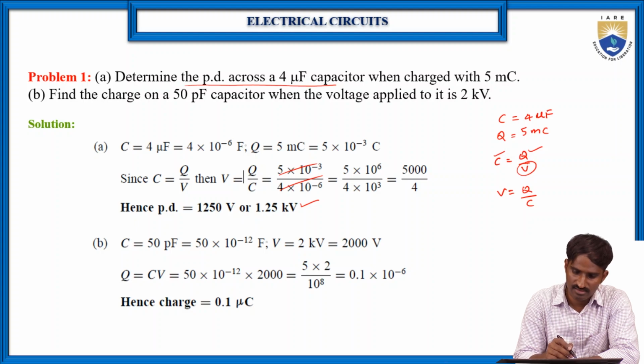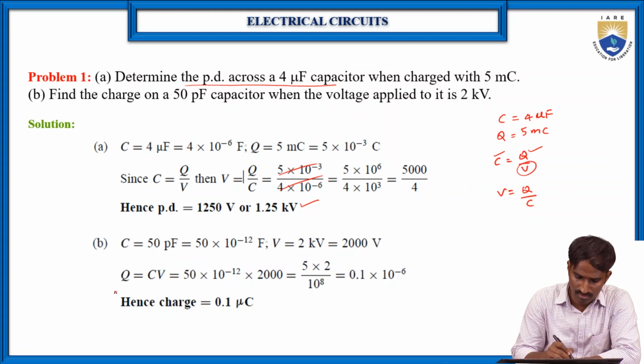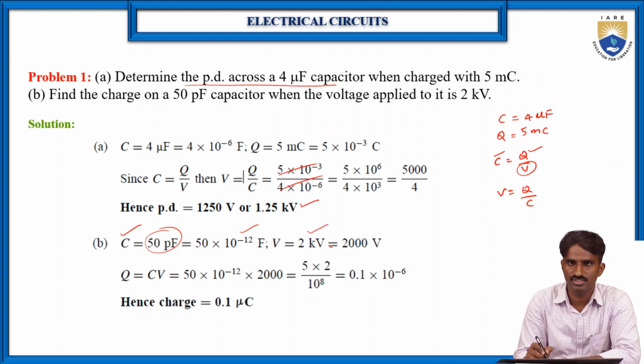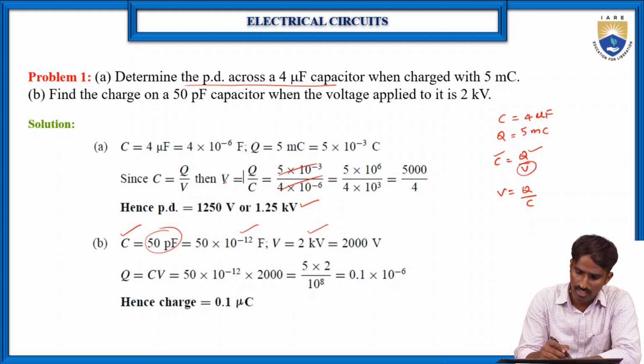Then in the second case, they have given the capacitance C, which is 50 picofarads. Pico is nothing but 10 to the power of minus 12. So here it is 50 into 10 to the power of minus 12 farads. And the voltage applied here is 2 kilovolts, which means 2 into 10 to the power of 3. Then, as we know from the basic fundamental equation, here they ask us to find Q.